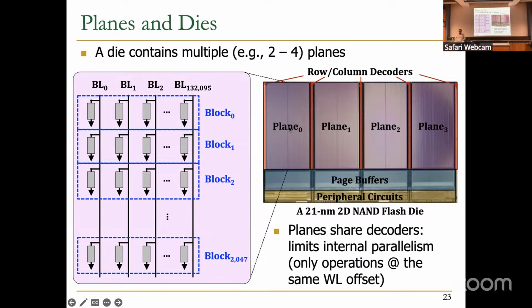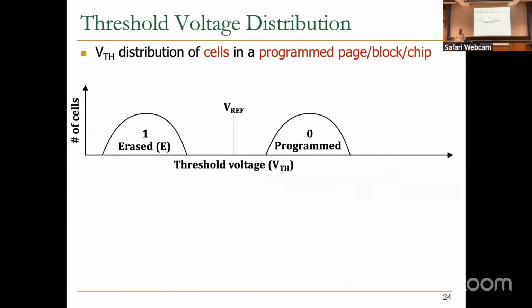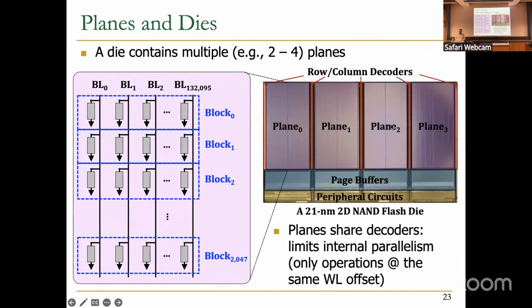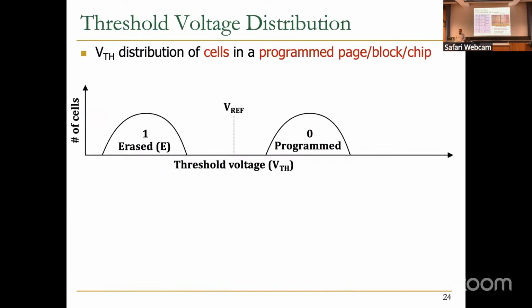As long as the access that you're sending to several planes is the same address, same operation, like you want to do a read across different planes, and they are sharing the same offset, you can actually benefit from multiplane operations. But if the address is not aligned, then you cannot benefit from multiplane operations. We're going to see more about it later on.